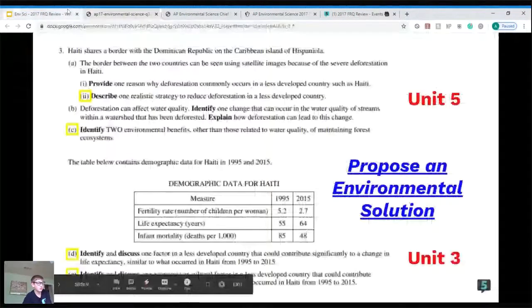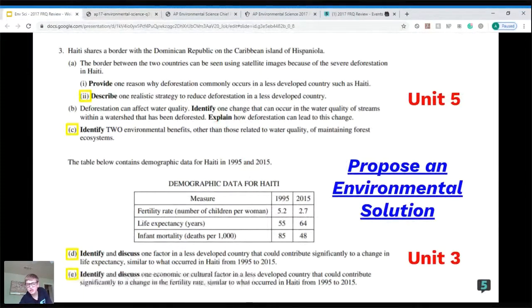And the last section, woohoo, we're there. Except my toolbar went over it. But it says, identify and discuss one economic or cultural factor in a less developed country that could contribute significantly to a change in the fertility rate, similar to what happened in the data. Tanya, yes, you're correct.